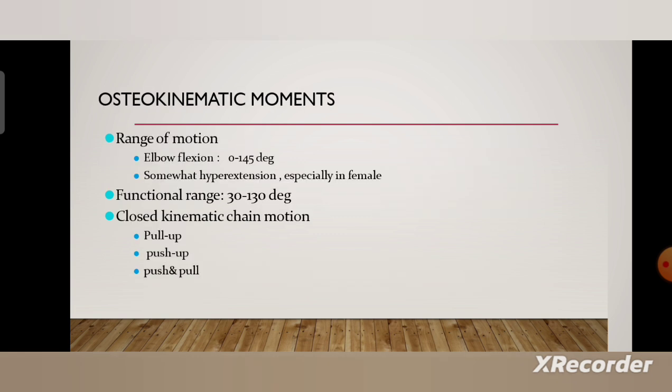Next are the osteokinematic movements. The range of motion of elbow flexion is about 0 to 145 degrees, with some hyperextension, especially in females. The functional range is mainly 30 to 130 degrees. Closed kinematic chain motions are pull up, push and pull.